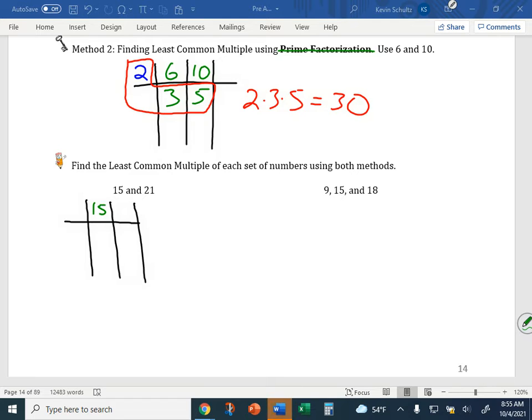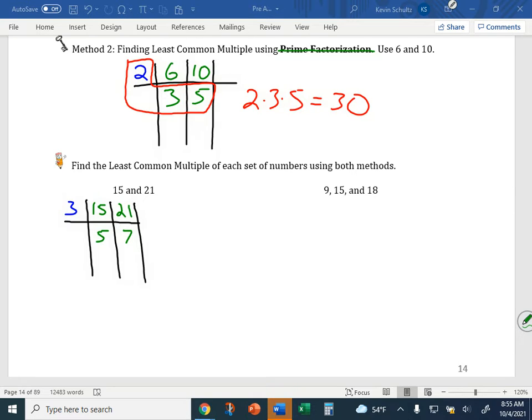Okay, 15, 21. What number goes in the upper left? Haley? 3. 3 because it goes into both 15 and 21, right? What goes in our second row here now? Quentin? 15 divided by 3 is 5. And then Colin? 21 divided by 3 is 7.